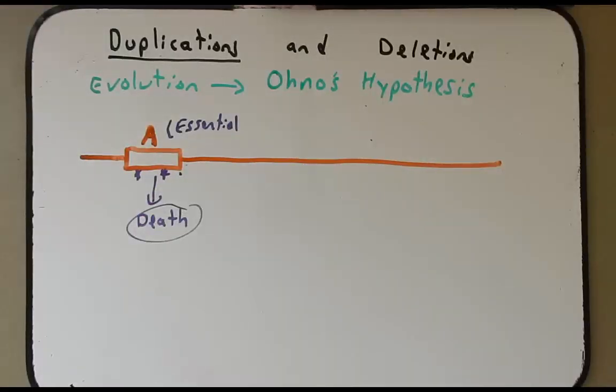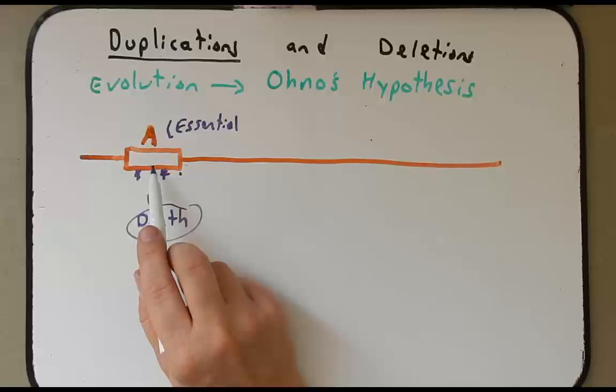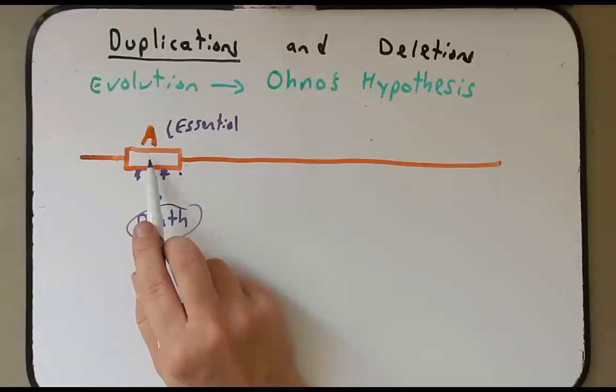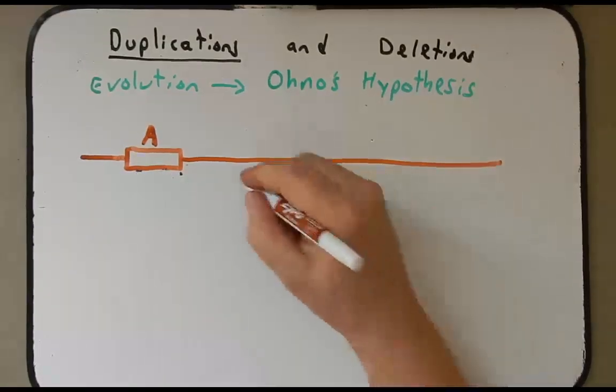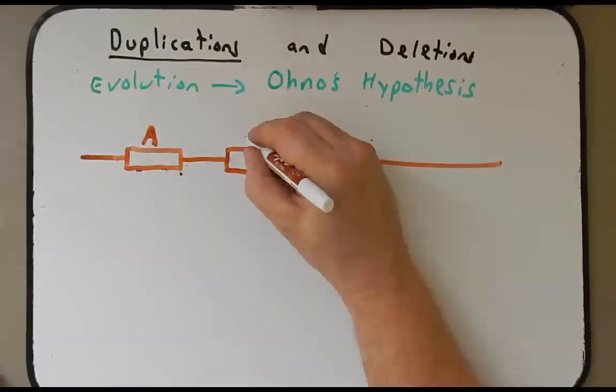From an evolutionary viewpoint, it's hard to generate mutations in this gene to see if you can get an improved function. That's where duplications come into play. So in duplications, let's make a tandem duplication.